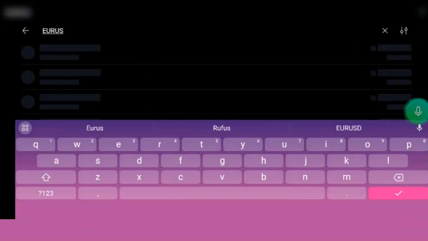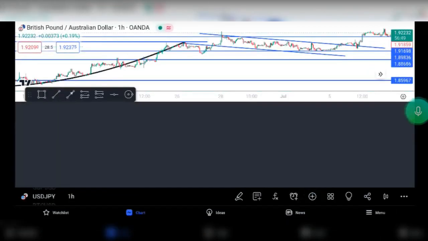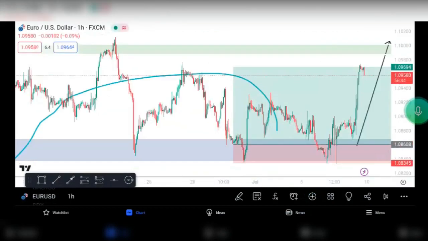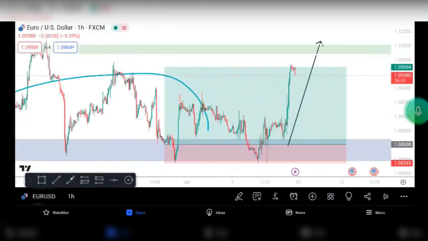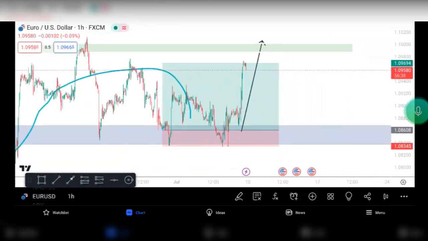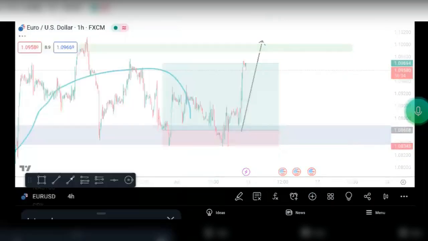Okay, I think let's go with this one. It's loading. Okay, the chart has loaded. I think I analyzed this chart earlier, so let me just zoom out a bit. So let's go to 4 hours time and see what is happening in 4 hours time.